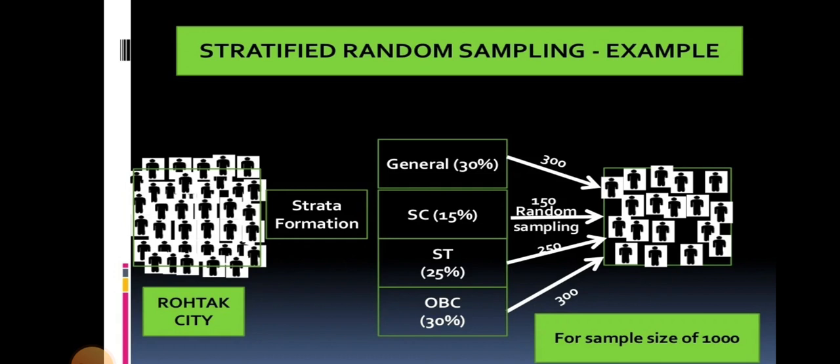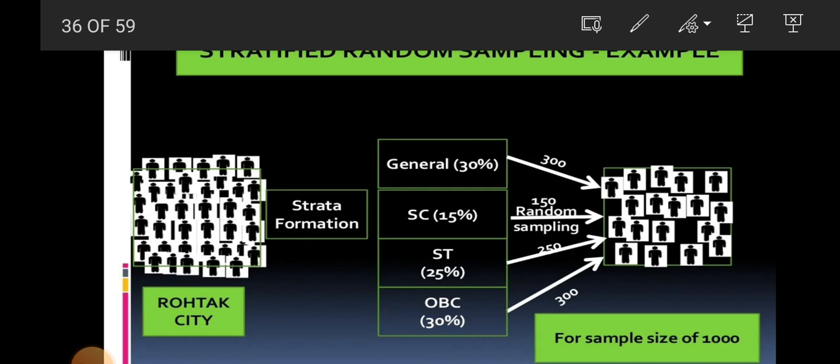So from them, we are selecting samples out of 1000. For 30%, 300 people are selected. From 15%, 150 people are selected. From ST 25%, 250, and from OBC 30%, 300 people are selected, and like that a sample of 1000 people is selected. Clear? As per the percentage of the population, that many samples are selected for the sample study.